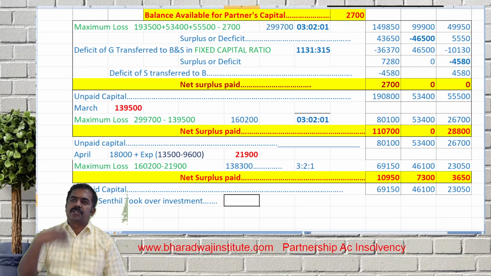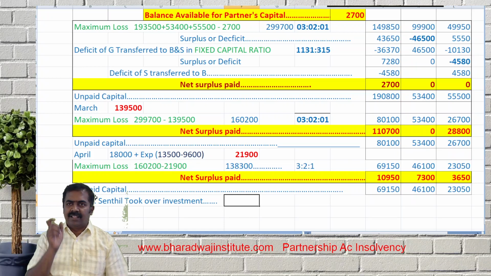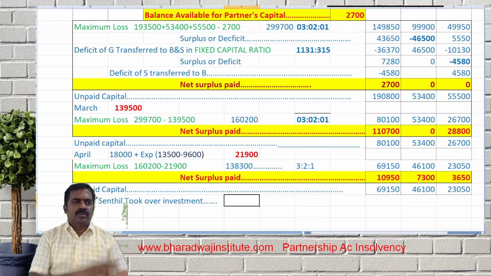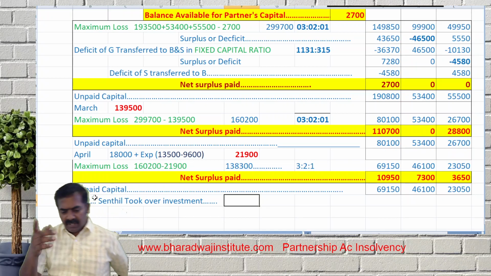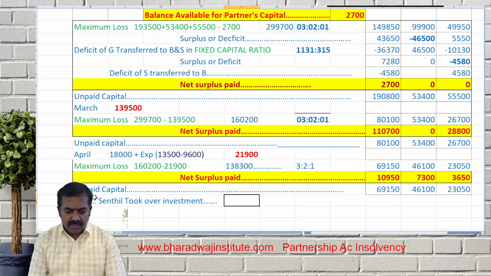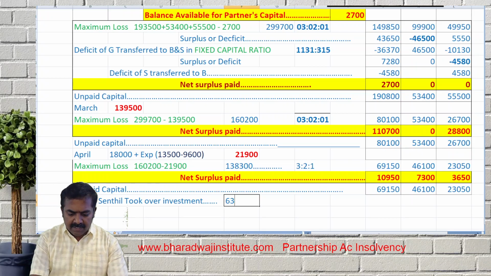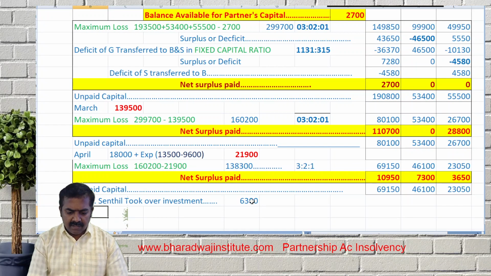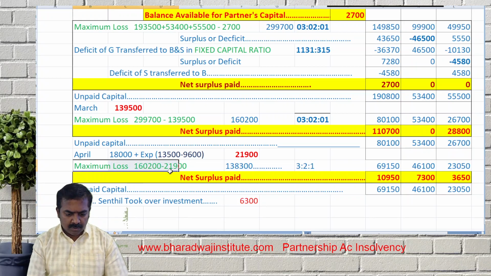Let us assume that this is sold to an external party. Senthil will have his own share, right? So the net surplus will be paid to the other parties by Senthil. He will settle it privately. Senthil took over investment for how much? 6,300. Take it as a separate realization and work out. Usually work out the maximum loss.